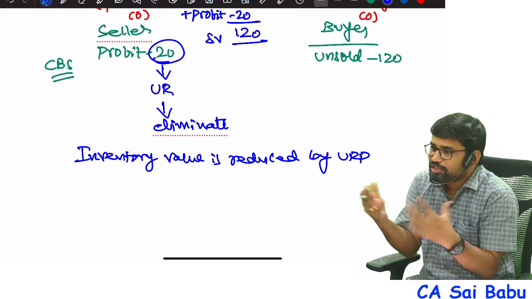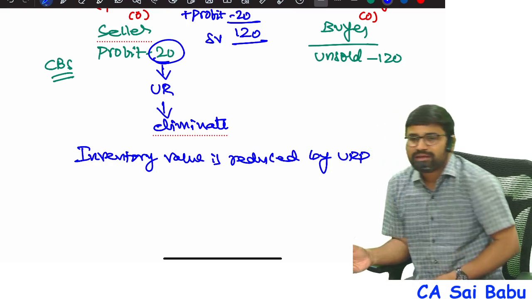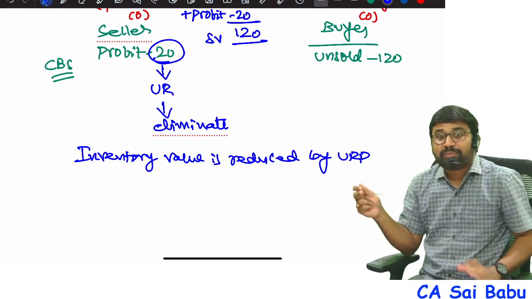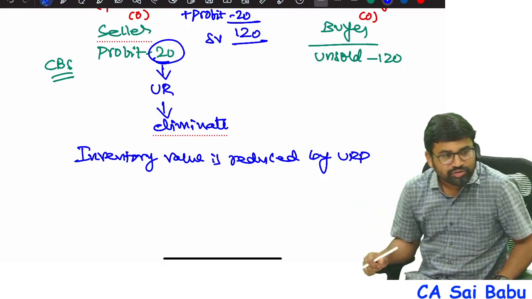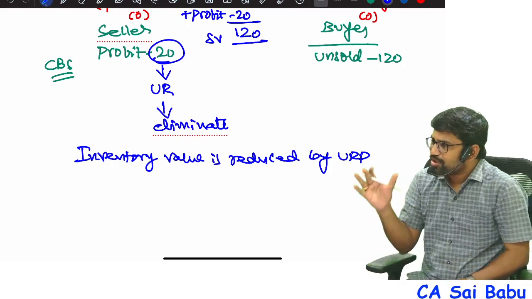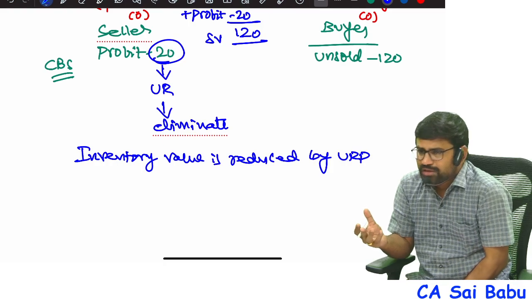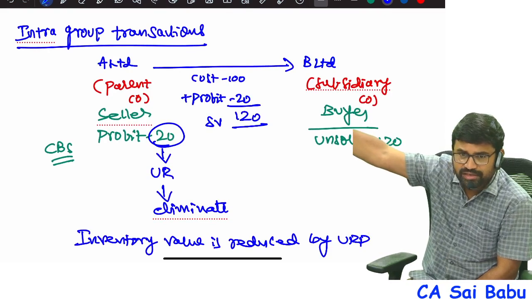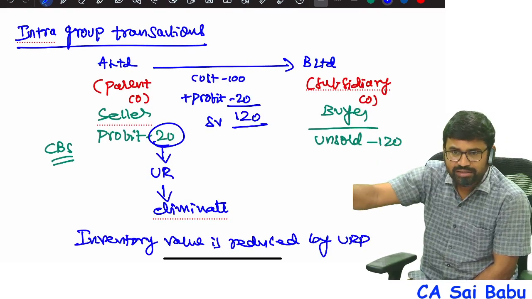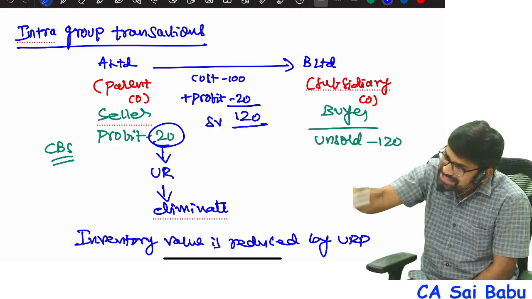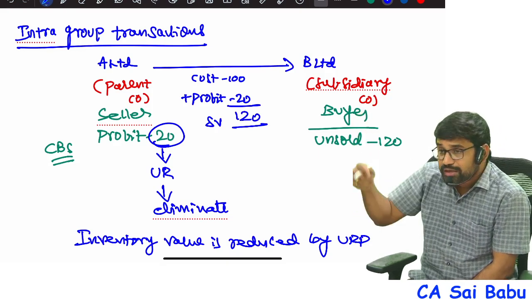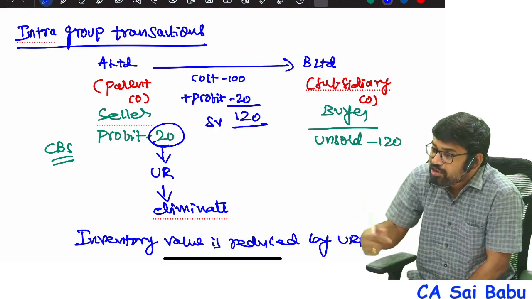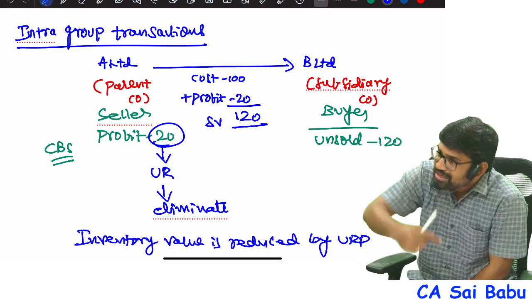Why? Profit not yet realized, but profit already recognized by parent. Therefore, from the parent company reserves you need to deduct, and at the same time from inventory value you need to deduct. Is it logically understandable? Who sold goods to whom? Parent sold to subsidiary. Who booked the profit? Parent. Is this profit realized? At the time of consolidation, since parent and subsidiary are one entity, you can't recognize profit on sales made to yourself. Therefore, you eliminate this profit.